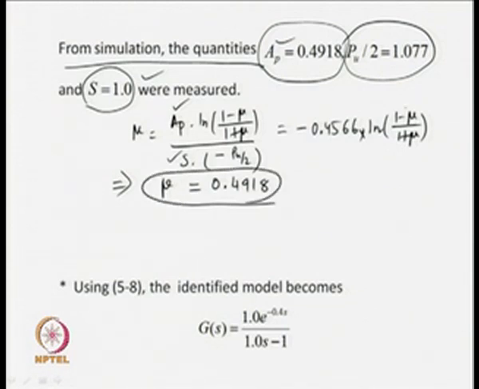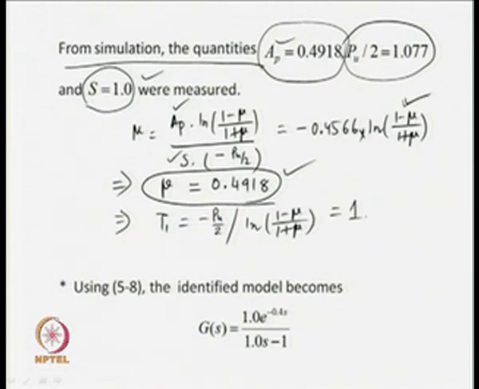So, one may have to employ a nonlinear equation solver, or intuition can be applied. Many techniques are there to find or solve one unknown from one nonlinear equation. So, employing that technique, the mu can be estimated and the mu is found to be of the magnitude 0.4918. Then the T1 using the formula becomes T1 is equal to minus pu by 2 divided by ln(1 minus mu by 1 plus mu), which is equal to 1.